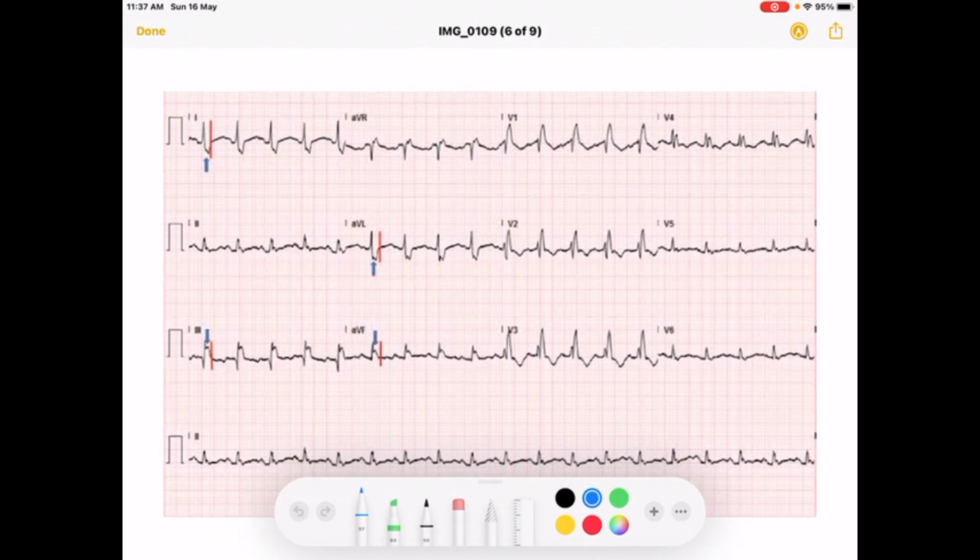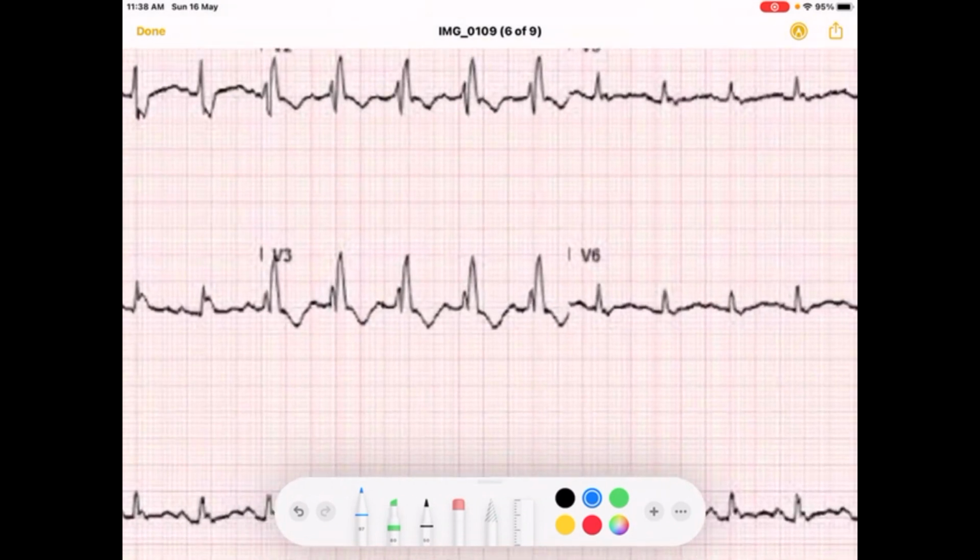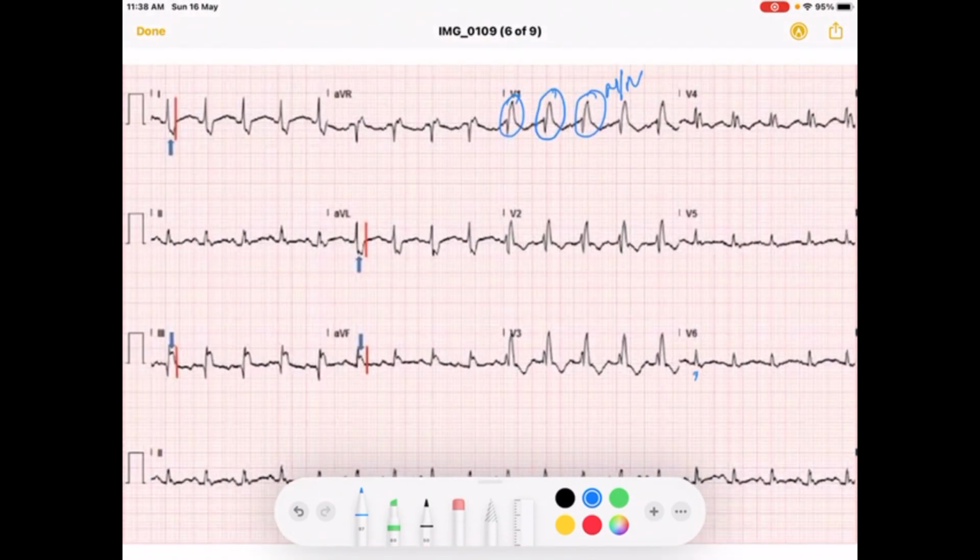So here in V1 there is M pattern or N pattern. This is more of an N pattern. And if you carefully observe V6, you can see this W pattern, also in V5. So there is M pattern in V1 and W pattern in V6. So this is right bundle branch block.